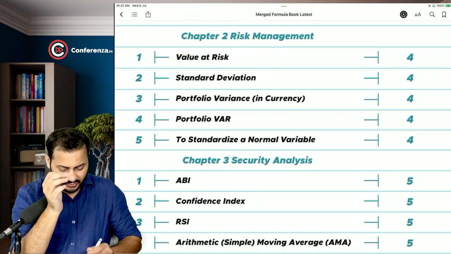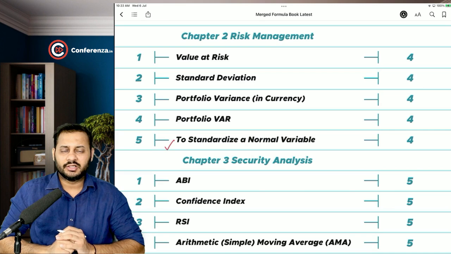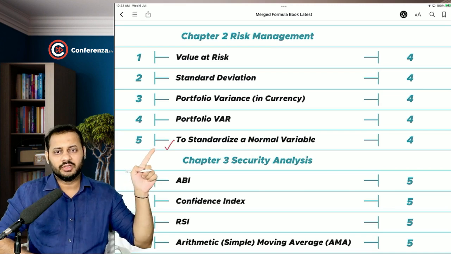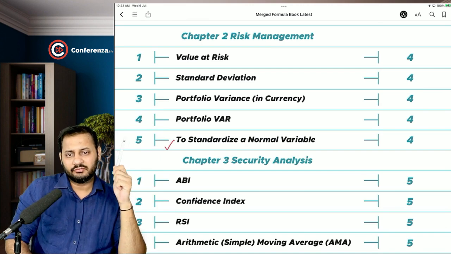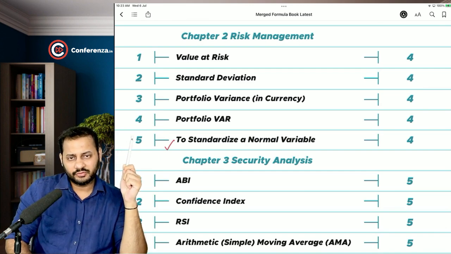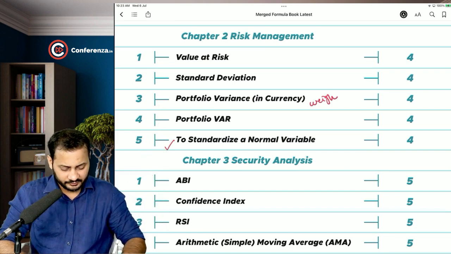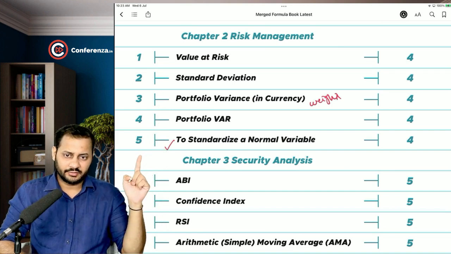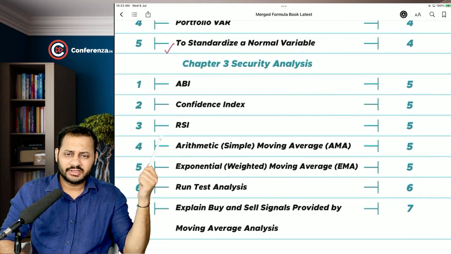Then we started with risk management. The first thing was to calculate the z value to standardize a normal variable. From this formula we calculated value at risk, VAR. Then we calculated the standard deviation and portfolio variance. We do not use weight here. Then portfolio VAR.